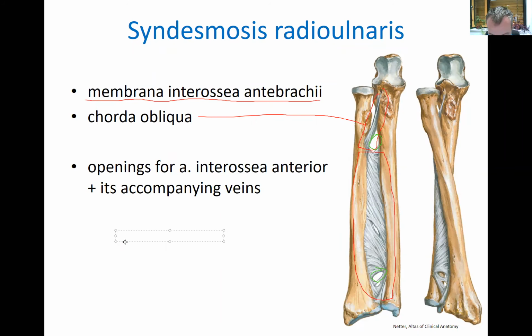And what is the content of these proximal and distal hiatus? The content is, of course, interosseous vessels. These interosseous vessels pierce through and descend on the anterior and posterior aspect. So these openings serve for interosseous vessels.